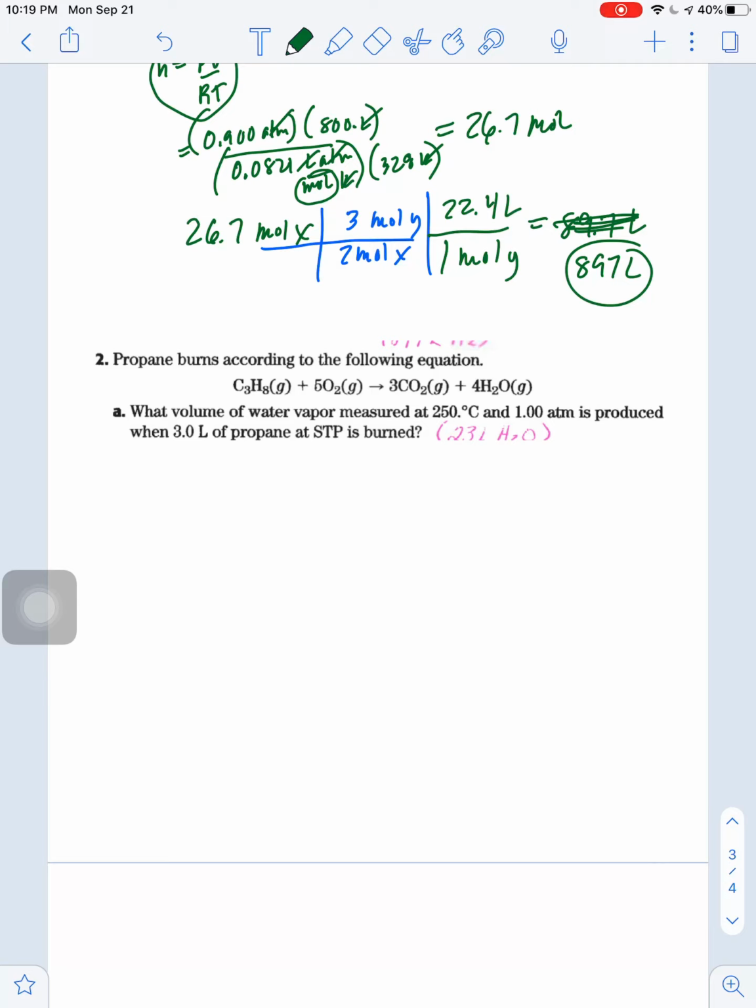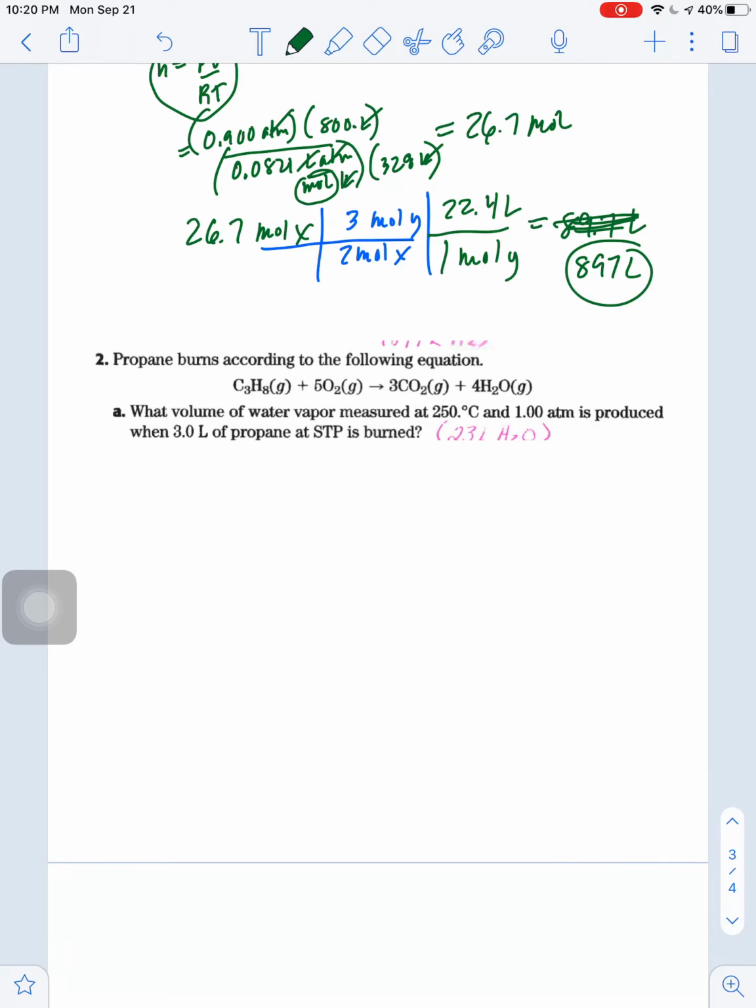Okay, let's look at this one. Propane burns according to the following equation. So propane in your gas grill. Look at all the gases that are in this. So this is gas stoichiometry. We have to identify X and Y.